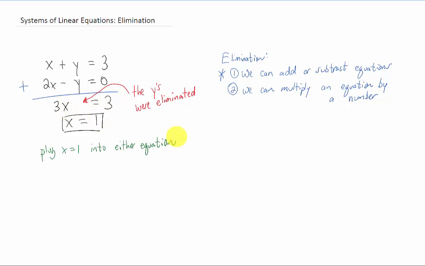Once we have x, we know that we still need to find y. We can plug that x equals 1 into either equation that we'd like. I'll plug x equals 1 into the first equation, subtract 1 from both sides, and we pretty quickly get that y equals 2. And the solution to the system is the point (1, 2).